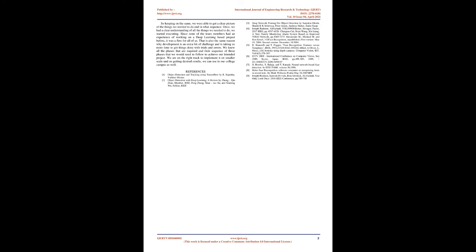Once we had a clear understanding of all the things we needed to do, we started executing. Since none of the team members had experience working on a deep learning-based project before, it was a first for all of us. That is also the reason why development is an extra bit of a challenge and is taking us more time to get things done, with trials and errors. We knew all the phases that are required and the sequence of those phases that we would need to follow to achieve our intended project. We are on the right track to implement it on a smaller scale, and on getting the desired results we can use it in our college campus as well.